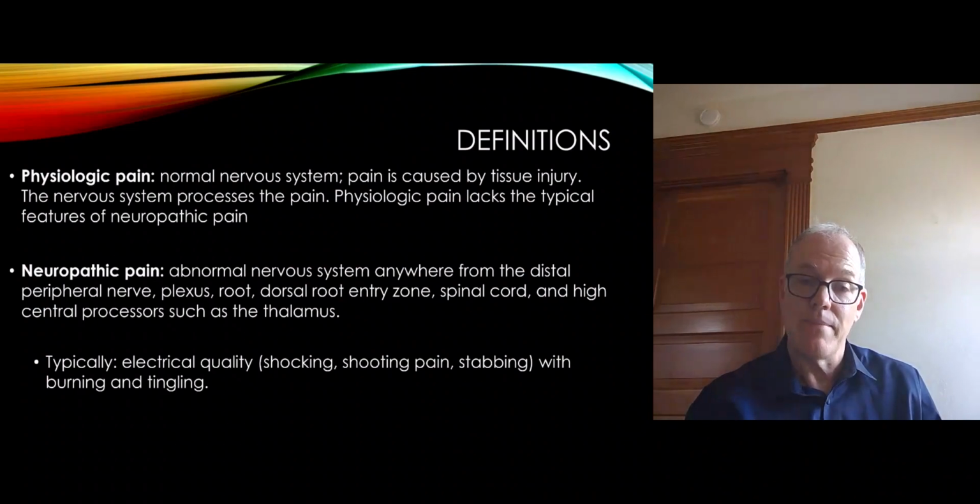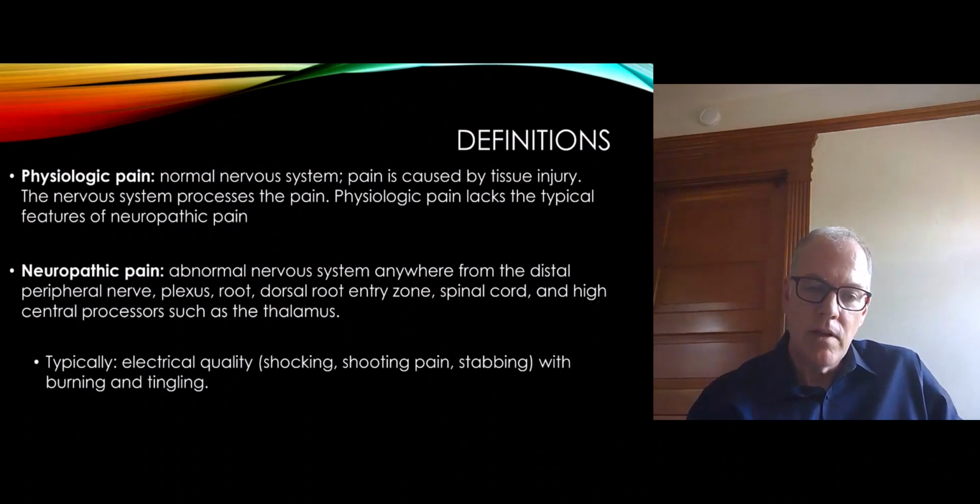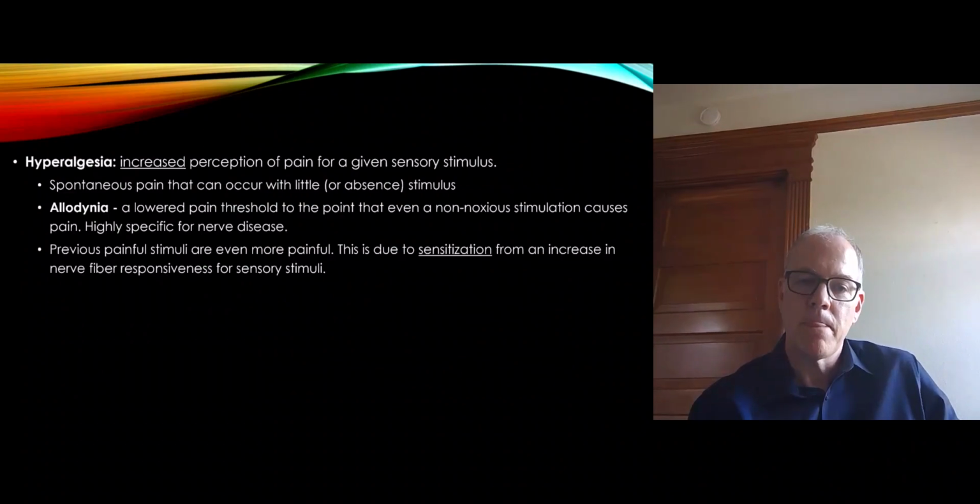We've talked about thalamic pain syndrome, where patients have a stroke in the thalamus and have a chronic burning, stinging pain on the opposite side of the body. Classically, neuropathic pain has an electrical quality. There's a jolting, shocking, stabbing quality, and burning and tingling would be two other very common features. Numbness probably should be added as another classic feature of neuropathic pain.